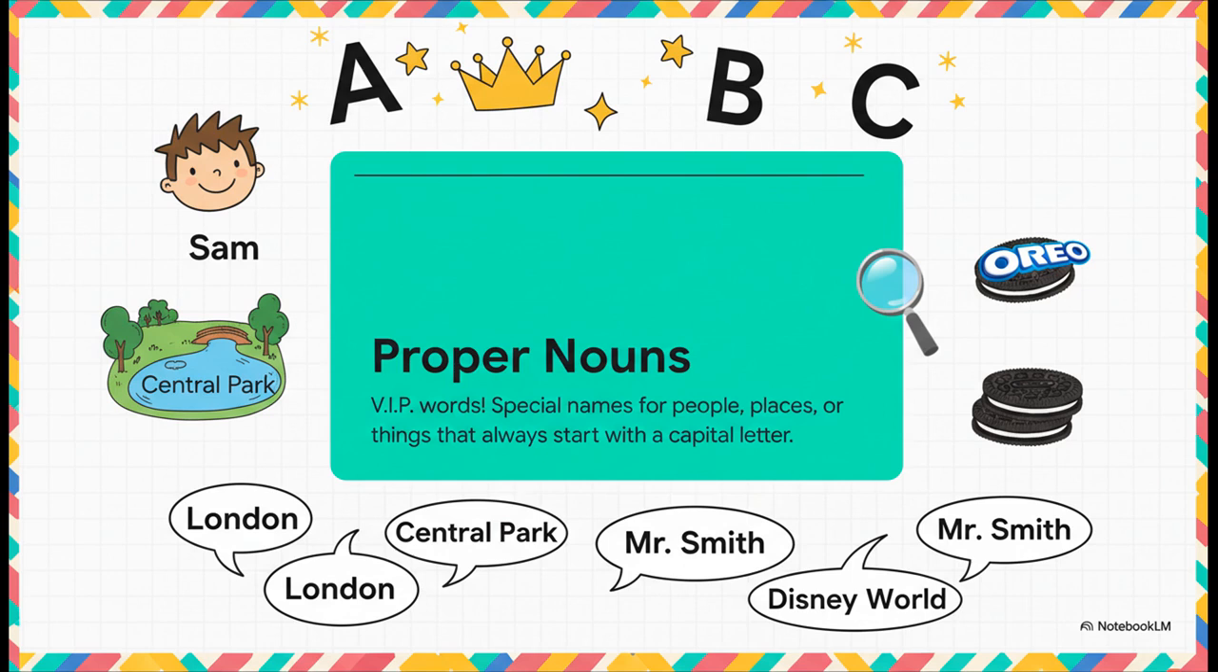They're the special, one-of-a-kind names for people, like maybe your name or Sam, or places, like the Grand Canyon, or even your favorite cookie, like an Oreo. And 'cause they're so special, so VIP, they always get a capital letter, like a celebrity.